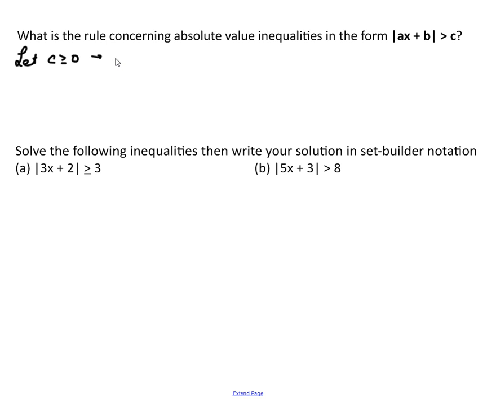But in this case, if we say that c is greater than or equal to 0, the absolute value of ax plus b is greater than c means that we should handle this as a compound inequality. This rule states that we take the value ax plus b out of the absolute value brackets and say that it is less than negative c, or, as a compound inequality joined by the word or, ax plus b is greater than positive c. So that's our rule. Anytime you come across an inequality like this, that's how you handle it.